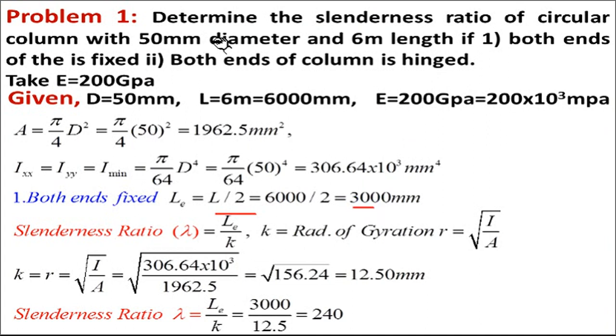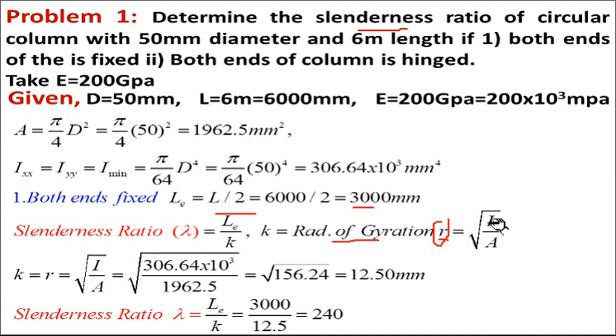And what you have to calculate here? You have to calculate the slenderness ratio. Slenderness ratio is lambda, which is Le by K, effective length upon K. K means radius of gyration. K is the radius of gyration, calculated using the formula under root of I by A. It is denoted by the letter R or K.